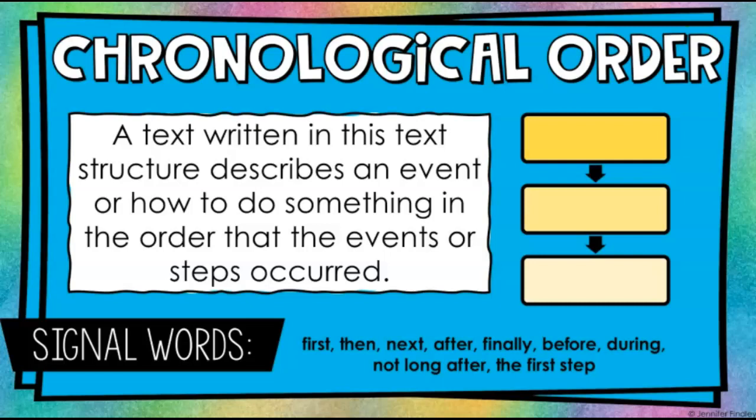You can see that those signal words talk about first, next, then, so they would lead the reader through the piece that they are reading, and they would know, okay, this is a chronological order piece because it's telling me the order in which to do things.